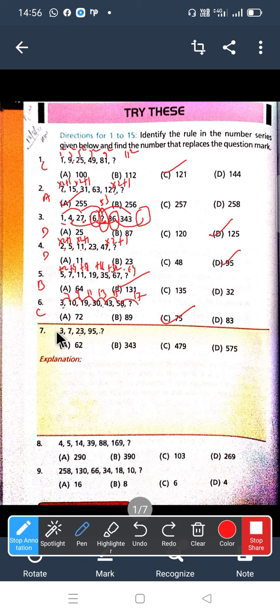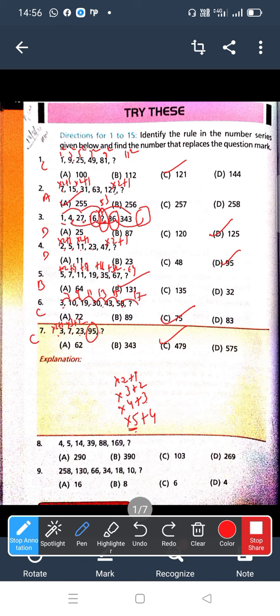Now coming to the seventh one, the given numbers are 3, 7, 23 and 95. If you observe clearly, it is into 2 plus 1, now into 3 plus 2. Here I am writing clearly, children: into 2 plus 1, into 3 plus 2, into 4 plus 3. Next, following this, 5 should come, and plus 4 should come. That means you should multiply the last number 95 with 5 and add 4. So you will get option C, 479.